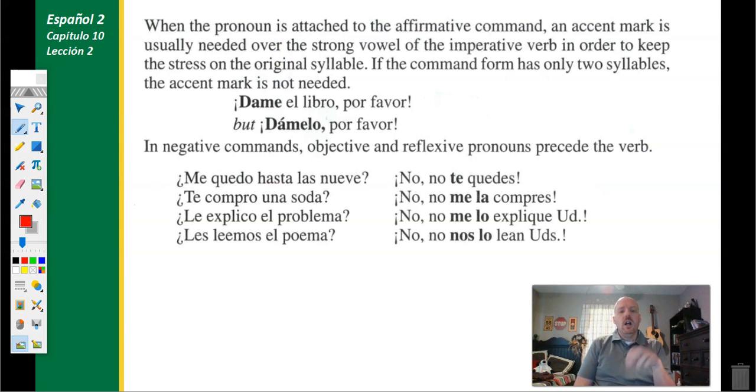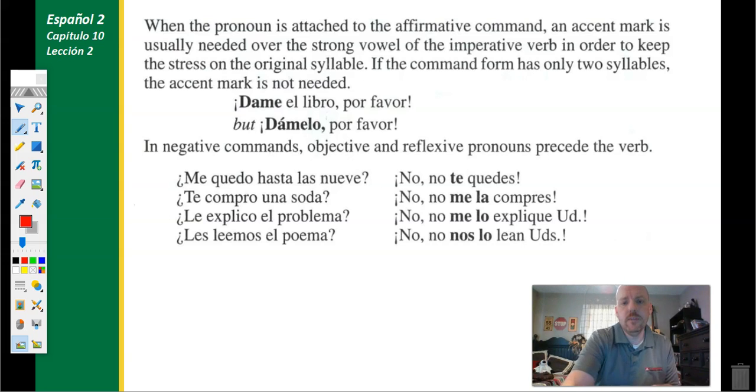So let's talk about those accent marks. When do you add an accent mark? When you give the command and you add a pronoun to the end of the affirmative command, when do you get that accent mark in there? We're on page 266 in el libro, 266 in your textbooks. When the pronoun is attached to the affirmative command, an accent mark is usually going to be needed over the strong vowel of the verb in order to keep the stress in the original syllable. You don't want to change the pronunciation of the word. If the command form only has two syllables, then you don't have to worry about it. The accent mark is not needed.